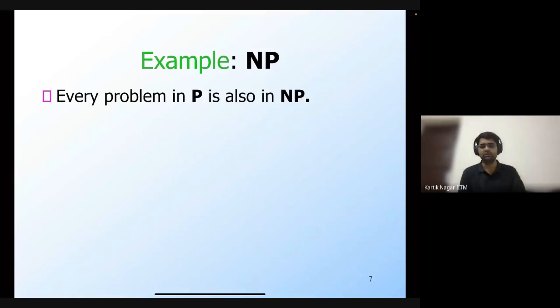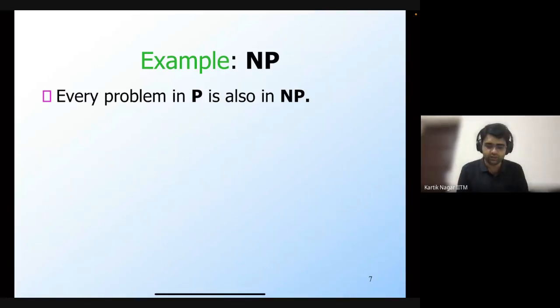So here's an example of NP. Obviously every problem in P is also in NP, because every problem in P has a deterministic polynomial time bounded Turing machine, which is a sort of degenerate case of a non-deterministic Turing machine because there is only one choice at every step. So obviously every problem in P is also in NP.